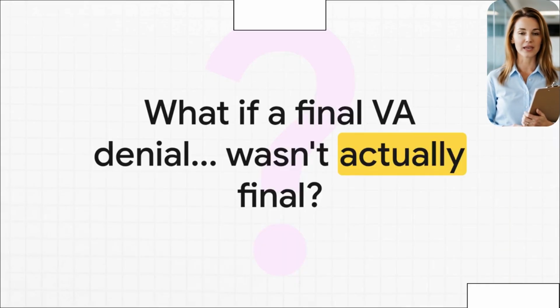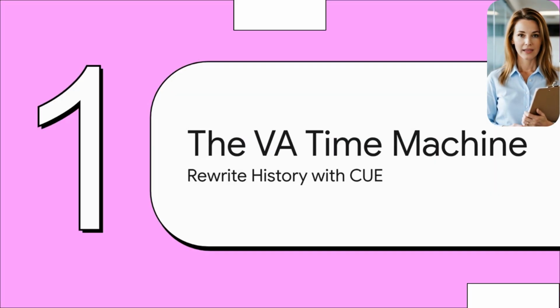Just think about that for a minute. You get that letter, that final denial. You miss the one-year window to appeal, and you just figure, well, that's it. Game over. But what if it's not? What if there was a legal backdoor to challenge that final decision, no matter how much time has passed? Well, guess what? There is. And that's exactly what a CUE motion is.